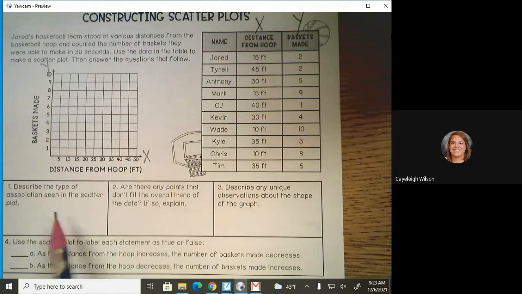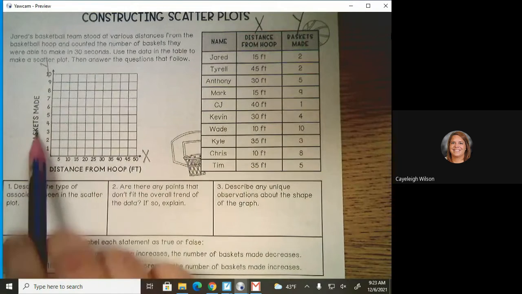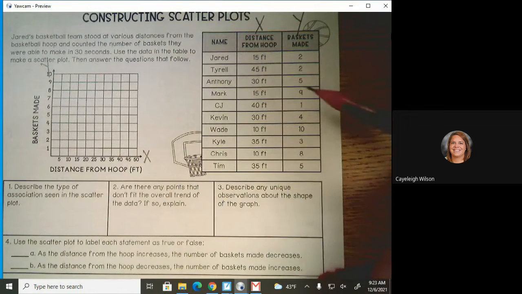Okay, and it even tells you down here, it's already labeled distance from hoop, baskets made. Because when you all go to Algebra 1 next year, they won't already have them drawn for you. You'll have to draw them and label them yourself. All right, so it says use the data in the table to make the scatter plot, and then we'll answer the questions.